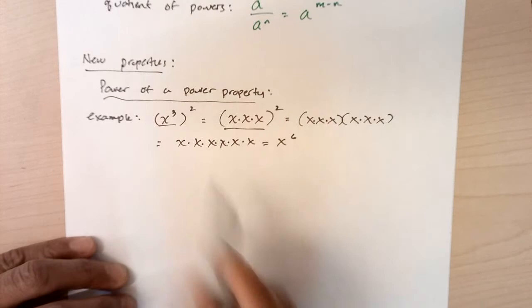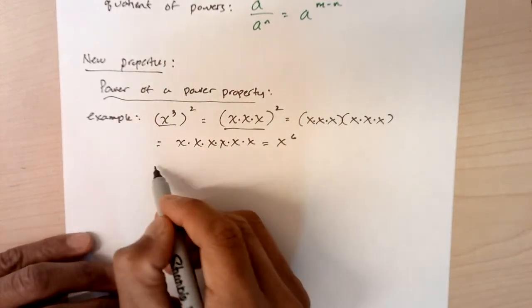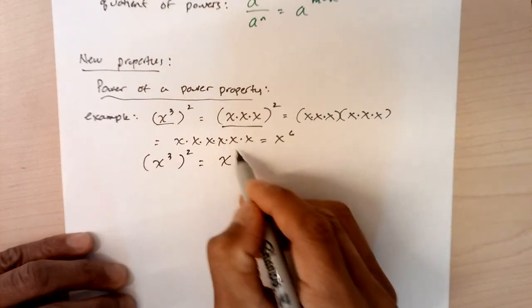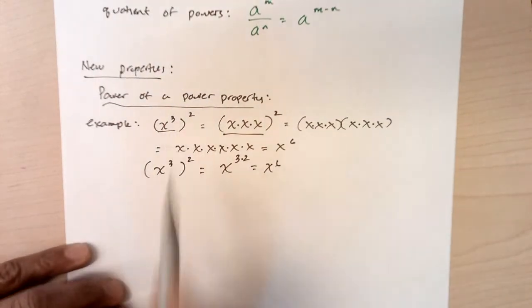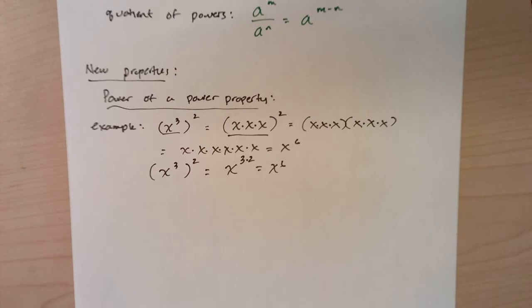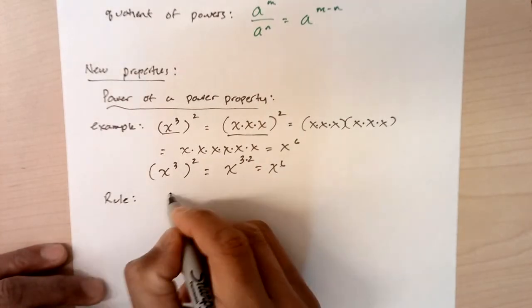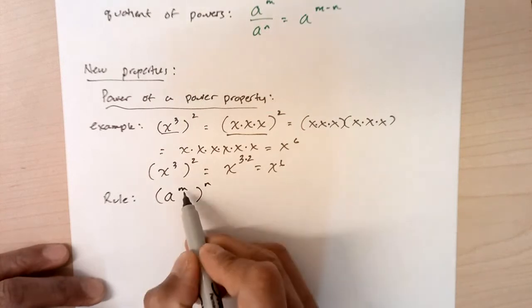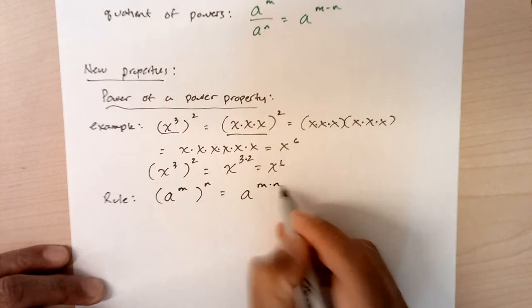And then to figure out the rule, compare the 6 to the exponents that we had before. The power of a power, x to the third squared, would be the same as x to the 3 times 2, or x to the 6th. If you're raising a power to a power, or if an exponent's outside a set of parentheses, then you multiply the exponents. So the rule, just using variables, a to the m power raised to the n power, power of a power. So we multiply the exponents, a to the m times n.